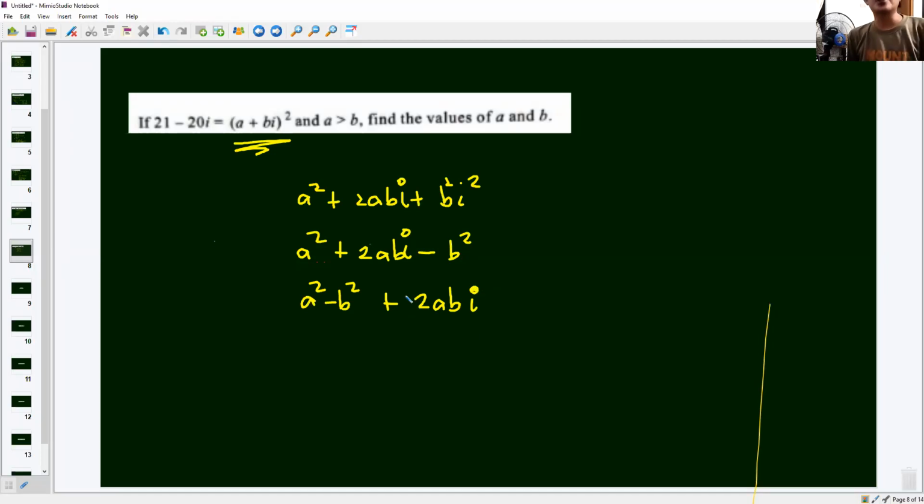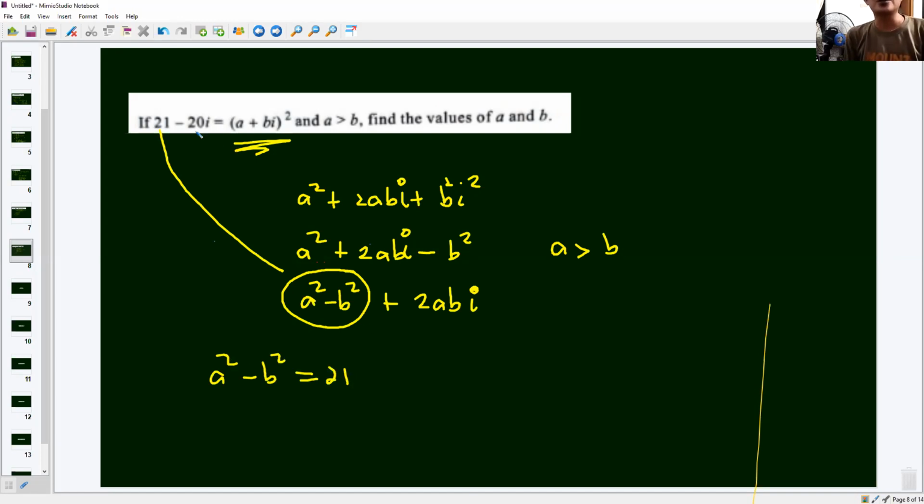So, ganyan siya. Now, it says that a is greater than b. Then, this is a positive, so a squared minus b squared is 21. And then yung 2ab, but that's a negative, don't forget. Negative 20 is 2ab. So meaning, ang product mo should be a negative. Tama ba? Negative 10.